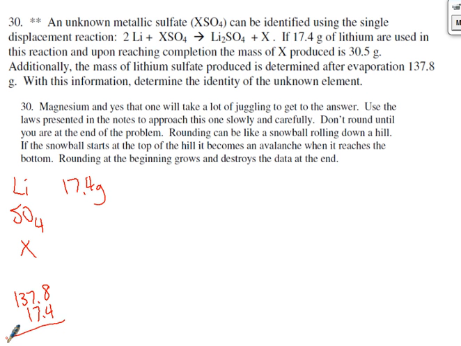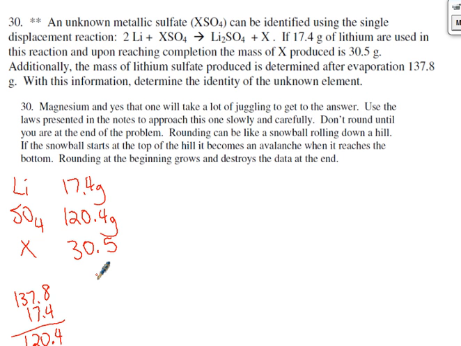137.8 minus 17.4. Okay. 120.4 grams of sulfate. And then element X is 30.5. 30.5 is the mass of X.